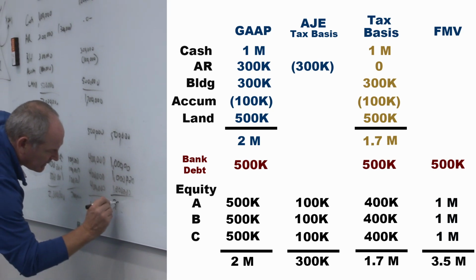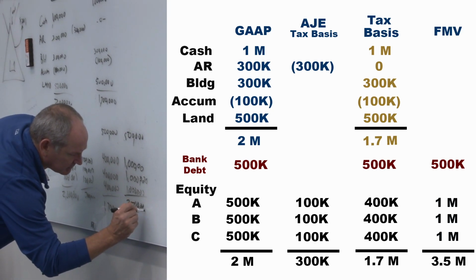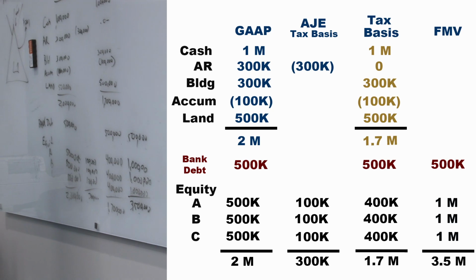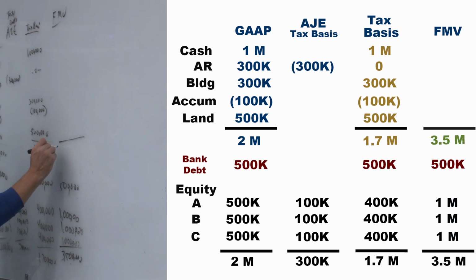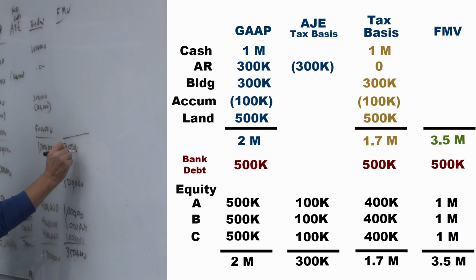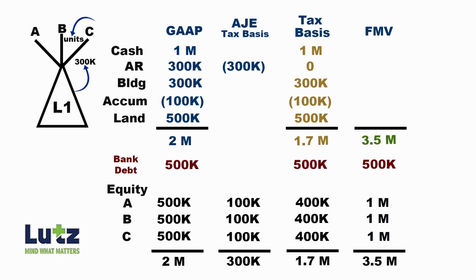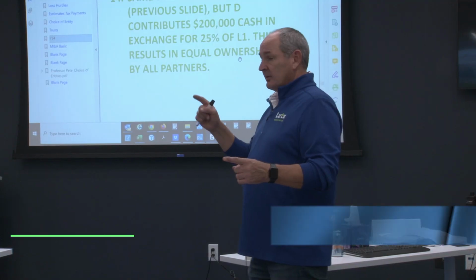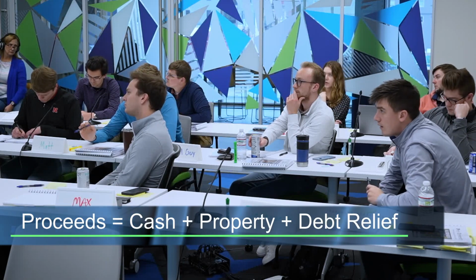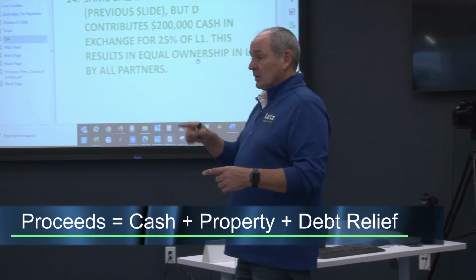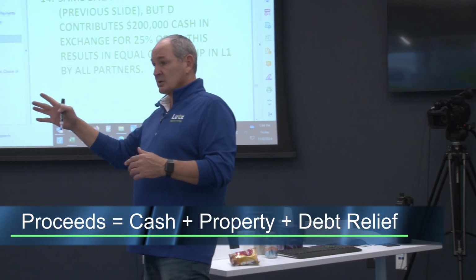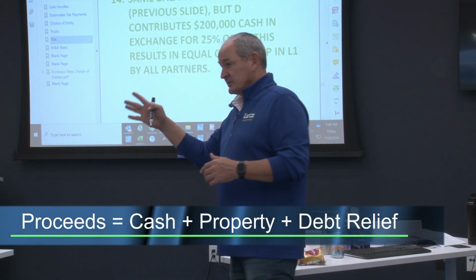So Connor, you said it's 3.5, correct? Correct. Okay, so now I know that the asset side of the balance sheet has to be 3.5. Is that correct, Connor? Correct. Now, coming back to you, Max, how do I spread that out to everybody? Because at the end of the day, Allie, my definition of proceeds is what? Cash, property, and debt relief, which dovetails into my accounting equation of assets equals liabilities plus equity.